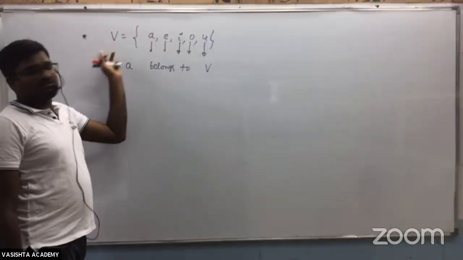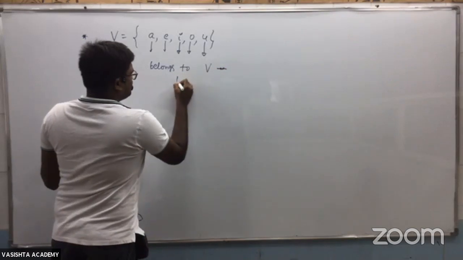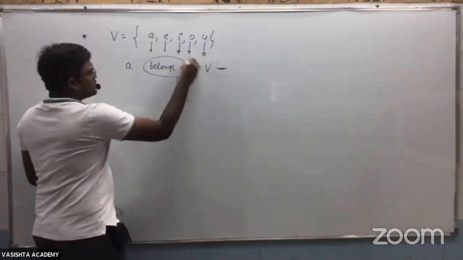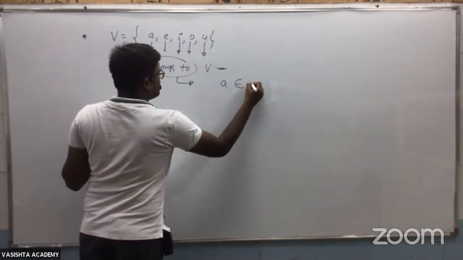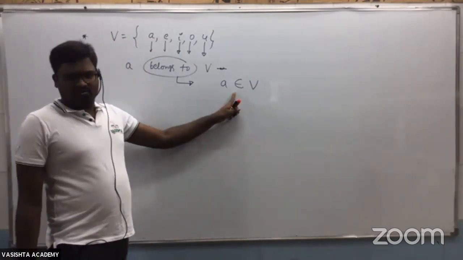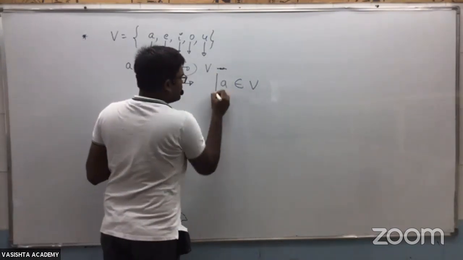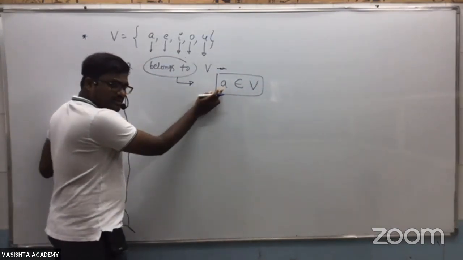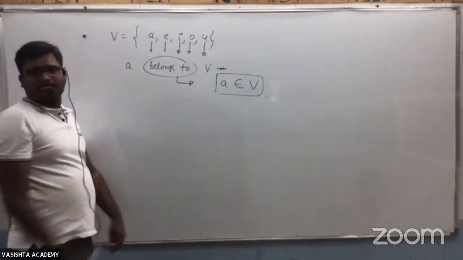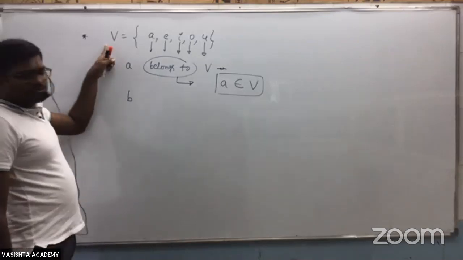O belongs to set V, U belongs to set V. Now, generally, the notation for belongs to is something like this. We use epsilon, a Greek letter. This is the symbol for epsilon. So this is A belongs to V, which means that the element A belongs to set V. Understood?